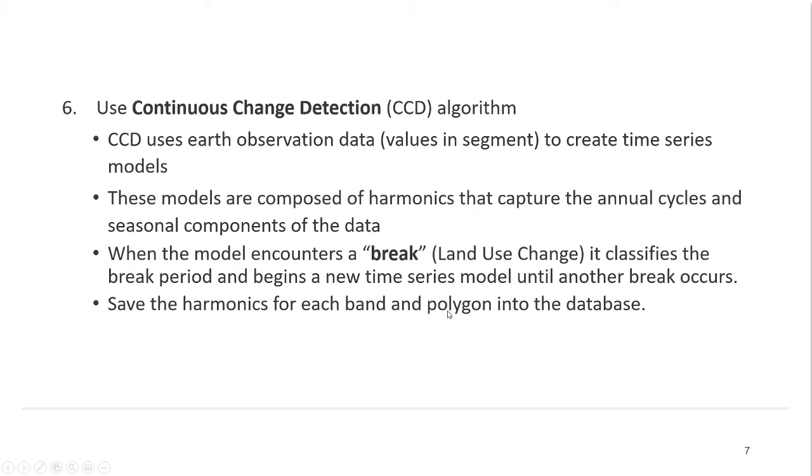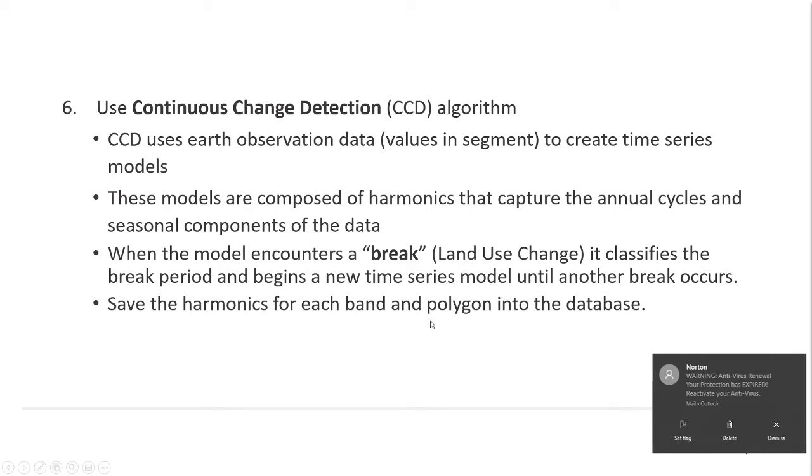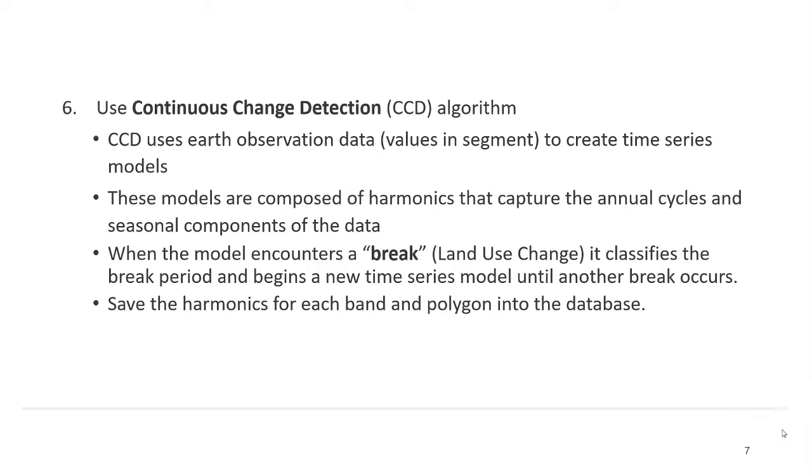So what is CCD? It's the continuous change detection algorithm. It uses Earth observation data, so those values in the pixel segments, to create time series models. These models are composed of harmonics that capture the annual cycles and seasonal components of the data. When a model breaks or experiences a land use change, it classifies the break period and begins a new time series model until another break occurs. And then these harmonics are saved into the database for each band.